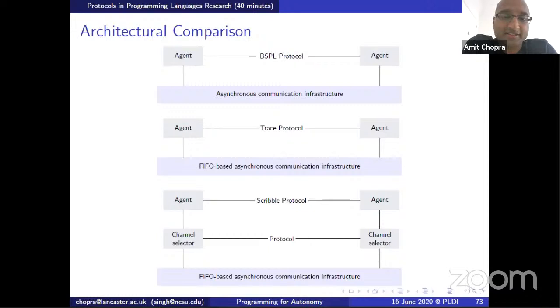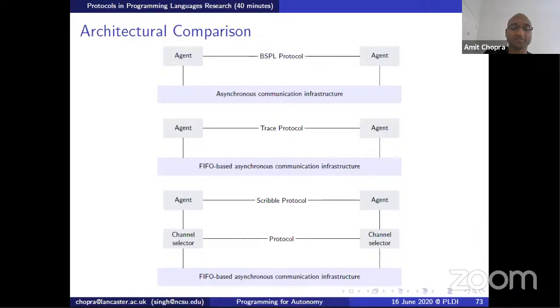But in addition to that, Trace requires FIFO communication, and Scribble requires not only FIFO, but it has this additional channel selector component. If you induce what Scribble is doing into the architecture, it's telling the agent, this is a channel to look at. It's going to hide the channels that might mess up the agent's computation. That's what the channel selector is doing. So it's like messages are arriving into different mailboxes, and Scribble is saying, don't look into that mailbox, even though there might be interesting things in there, till you have observed some other message.